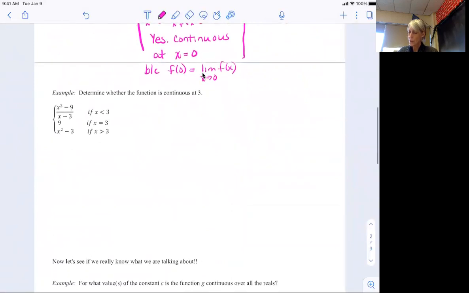Determine whether the function is continuous at x equals 3. Our function here is a piecewise function.